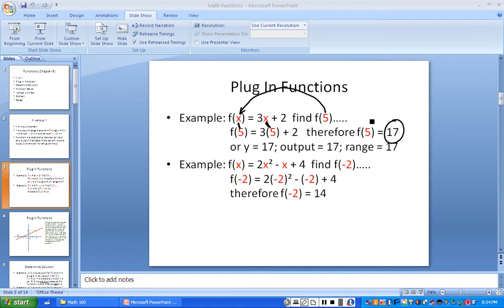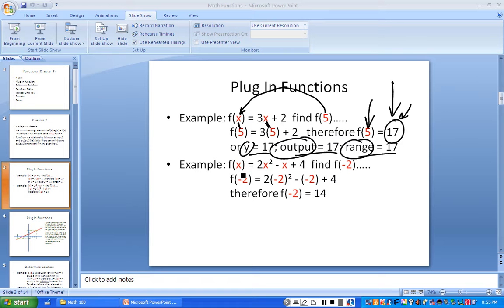And every time I plug in 5, I will always get an answer of 17. It is impossible for me to plug in a 5 and all of a sudden magically get something different than 17. That's all we're saying about the definition on the previous slide. And here I'm just showing you that y is 17, output is 17, range is 17. So that y is the same as output, which is the same as range, which is the same as answer.